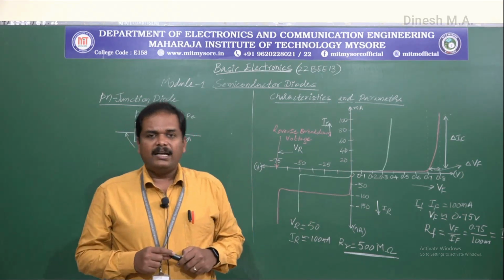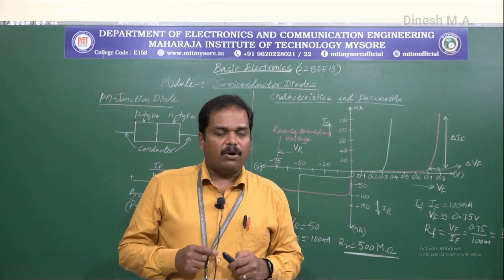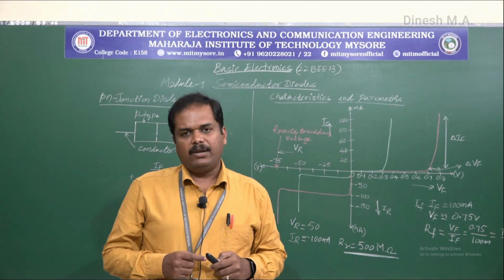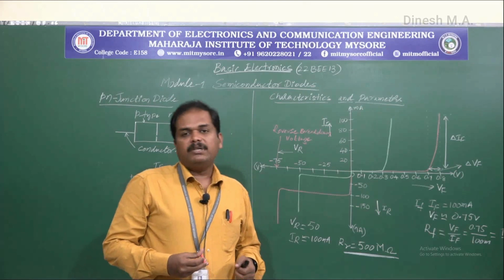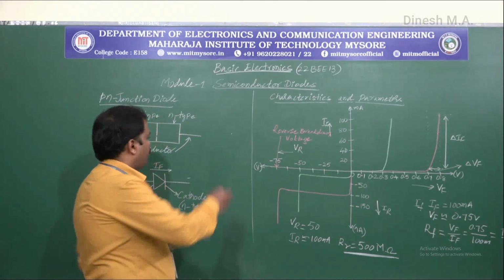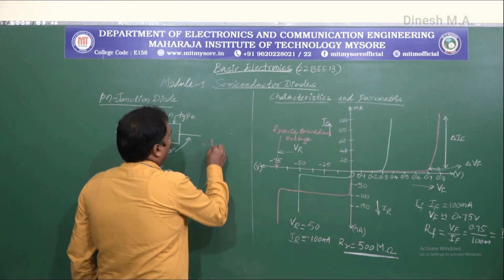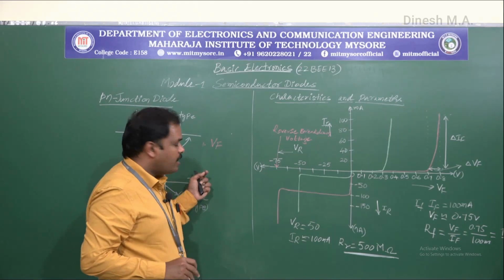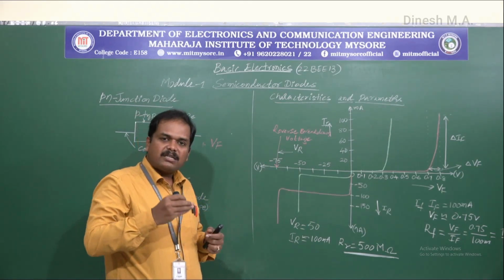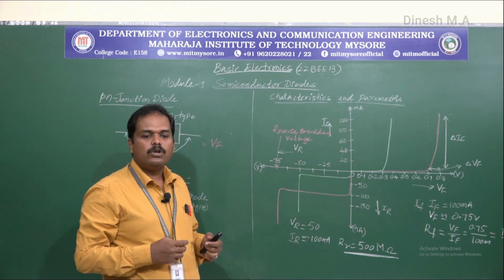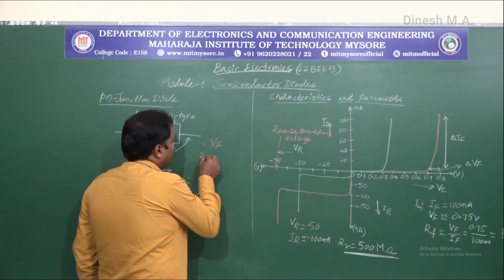Now we'll understand the parameters of diodes, various parameters of any PN diode. The different diode parameters associated with any diode are: first one, the forward voltage VF. This is the voltage where the current starts increasing. So the forward voltage VF.